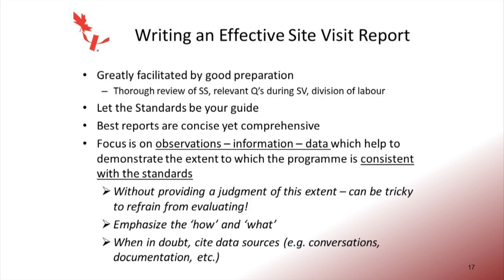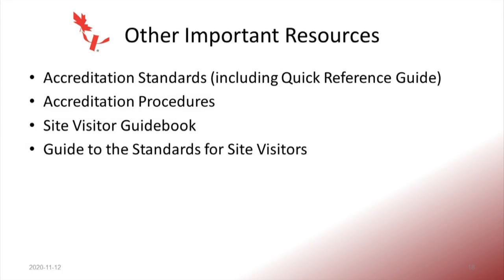This is really tough because it's tempting to provide a lot of judgment when you're doing this kind of writing. But in this case, really focusing on the how and the what of what was observed, or how particular procedures are being applied, or those kinds of things, is going to be a lot more helpful than providing blanket judgment statements. And obviously, when in doubt, cite your data sources, just like we do for everything else that we write in our discipline. If you have a citation, it's usually helpful.